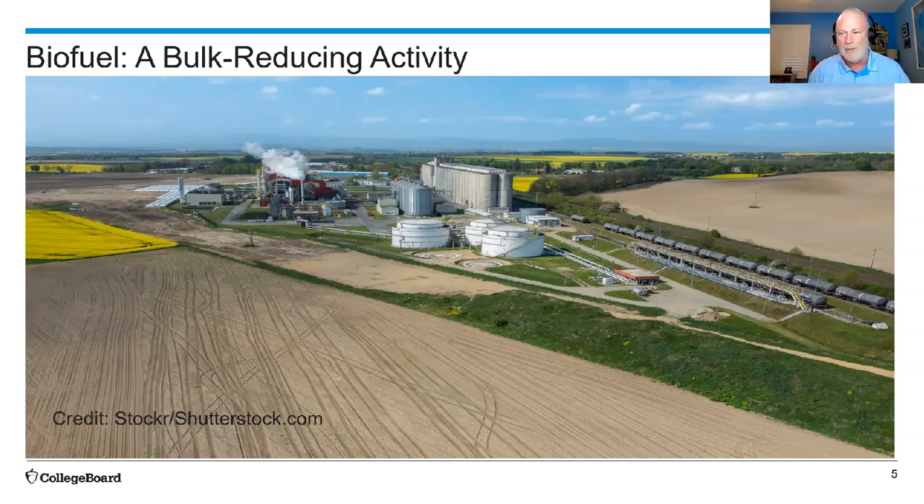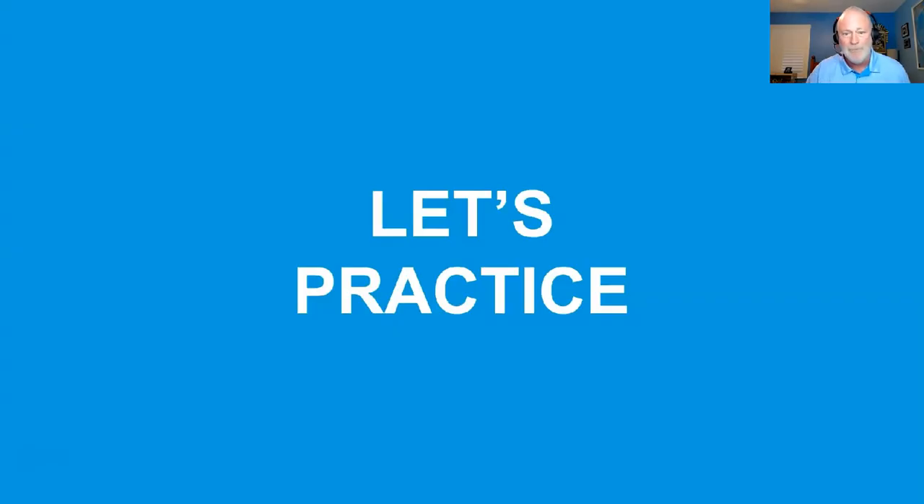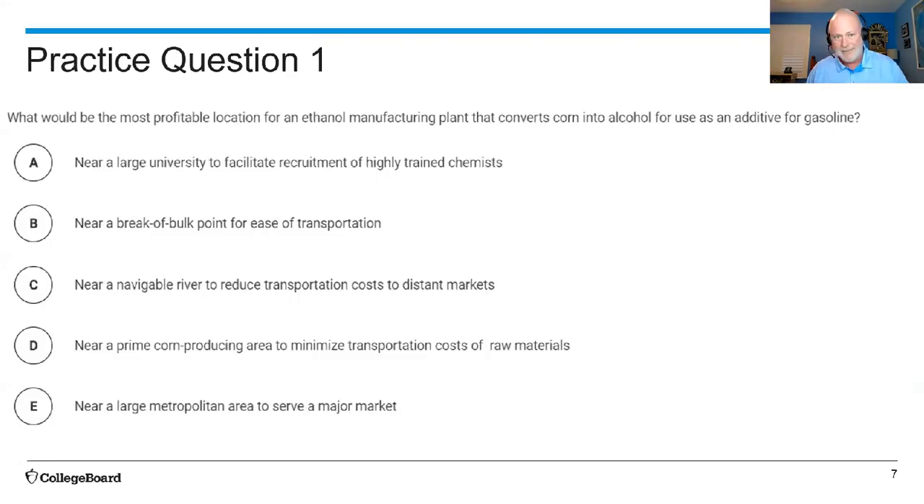And if corn is your raw material to make the ethanol, and if you put the factory right on top of the corn, basically, what does that mean? This is raw material oriented because they're shipping the finished product hundreds of miles away to the big cities of the East Coast and the West Coast, where you and I are pumping this into the gas tanks of our cars. Okay. So let's practice.